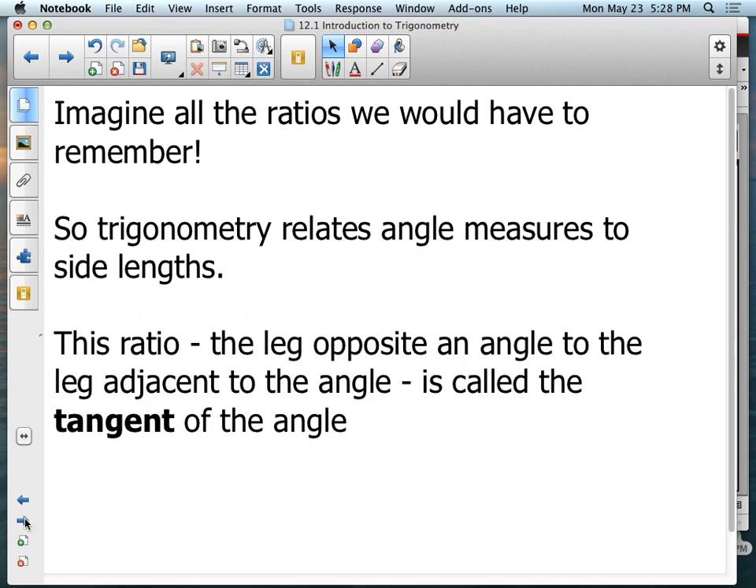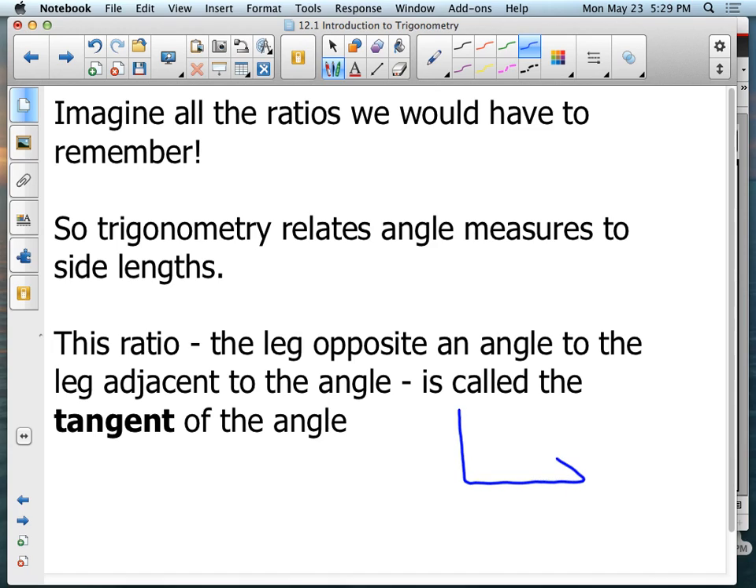But we got a problem though. It works for a 31-degree angle and a 3 to 5 side ratio. How many side ratios would we have to remember? Oh my goodness. So that's why instead of using similar triangles, we use trigonometry. And the ratio that we just used, the side that was opposite the angle to its adjacent side, we call that the tangent of the angle.